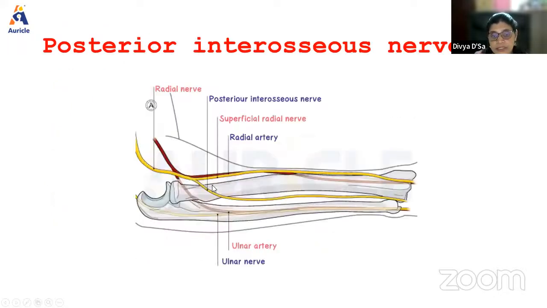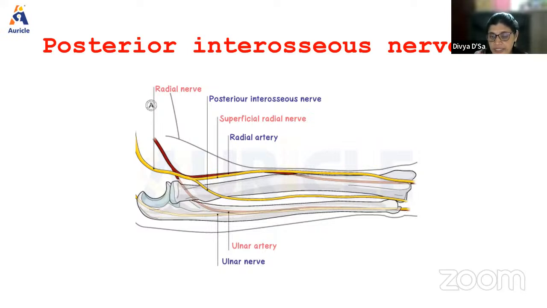Once it passes, it enters the posterior compartment of the forearm, which is the extensor compartment. This posterior interosseous nerve is completely motor, supplying the muscles. It passes between the radius and the ulna, in relation to the interosseous membrane, running deep to the muscles, and there it will end.